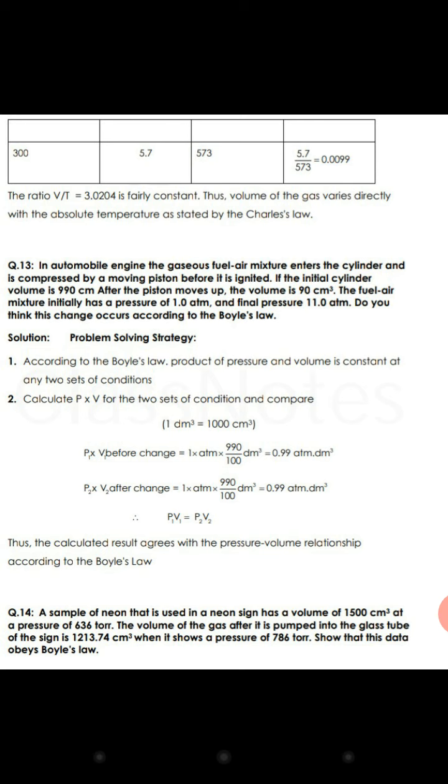Do you think that this change occurs according to Boyle's law? We have to prove here Boyle's law. Now, according to Boyle's law, what is it? The product of pressure and volume is constant at any two sets of conditions. First, we will calculate P into V for the sets of conditions and compare. As you know, 1 dm cube is equal to 1000 centimeter cube. So P1 and V1 will be multiplied. Beta, here the 1 with P and the 1 with V shows that it is our initial condition.